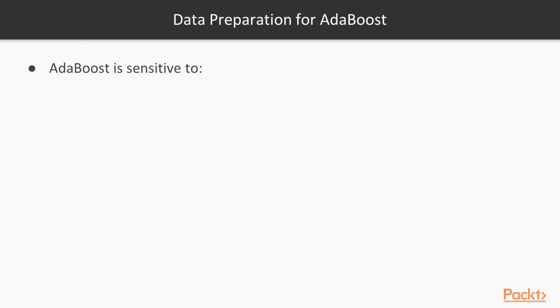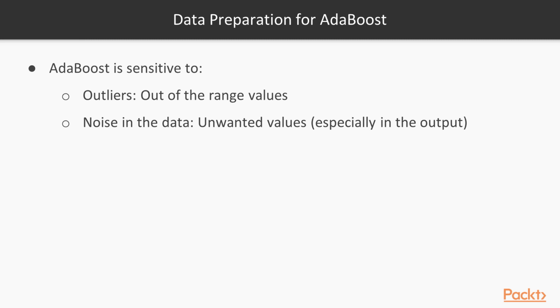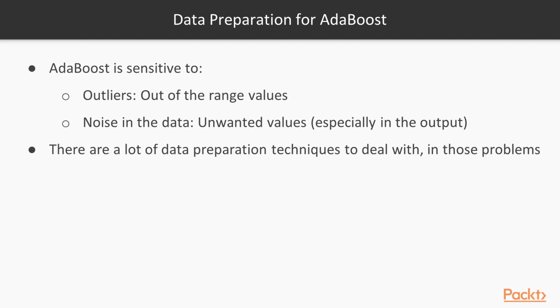We have to mention a few things about data preparation for AdaBoost. AdaBoost is very sensitive to outliers, those out of range values. Also, it's very sensitive to noisy data, those unwanted values that we have, especially in the output. You can use a variety of techniques to deal with those problems. But when you are using a relatively clean dataset like the one that we are using, you don't have to worry about it. So let's see how we can use it with the scikit-learn package.